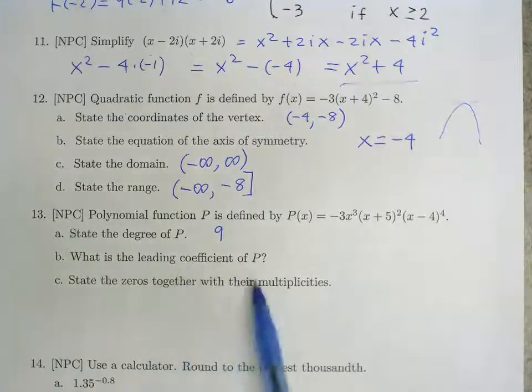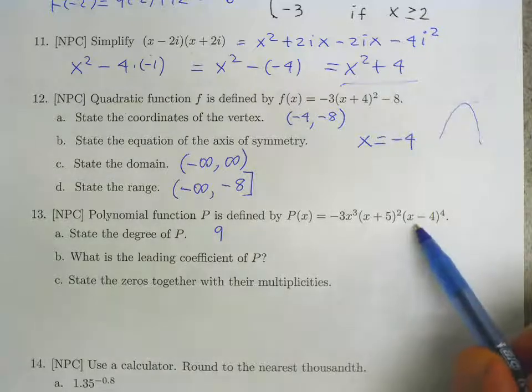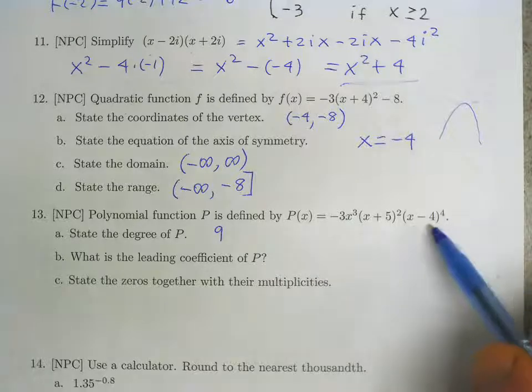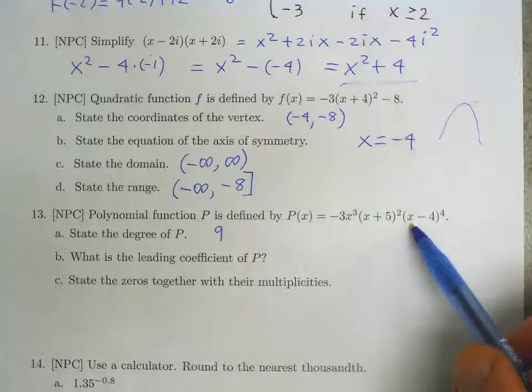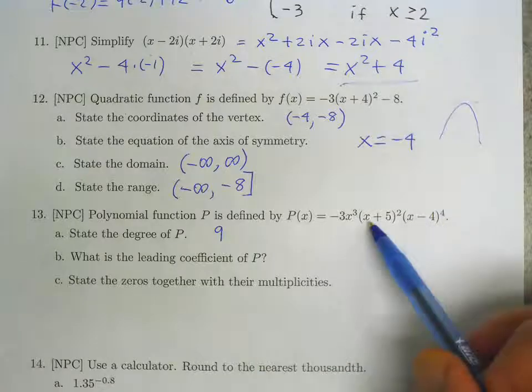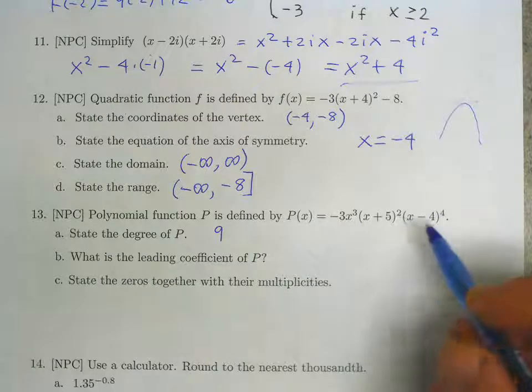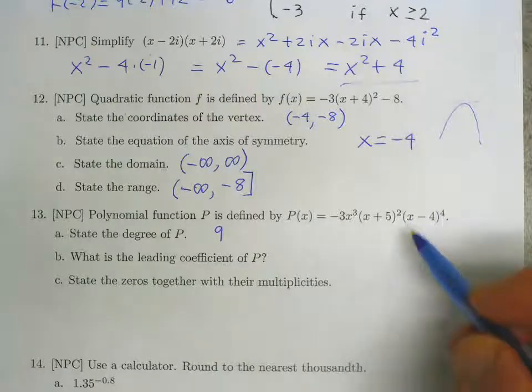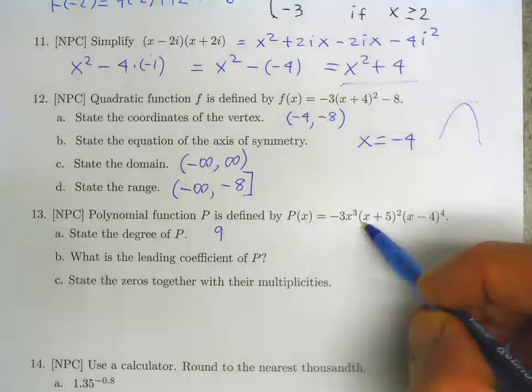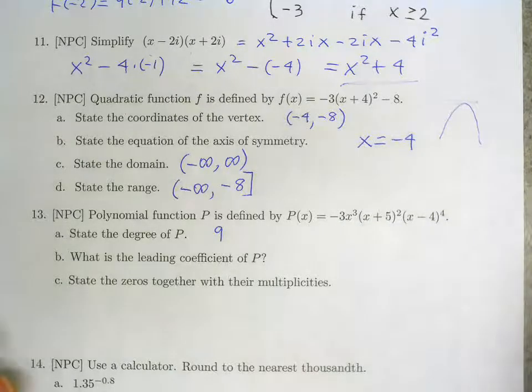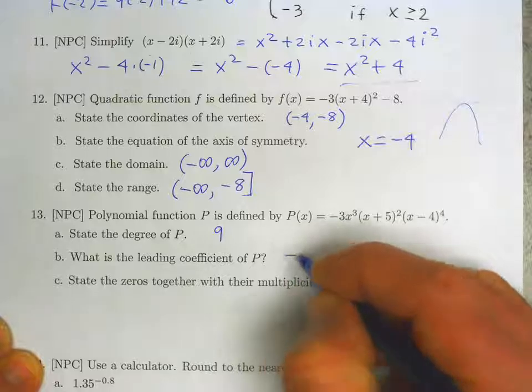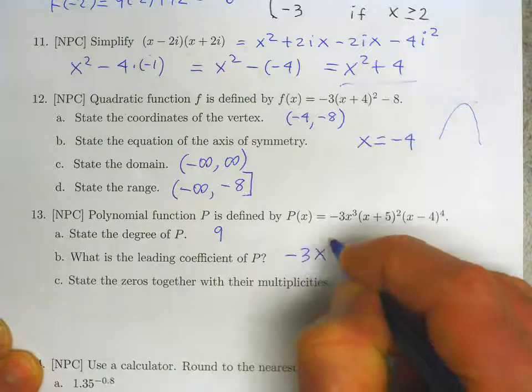What is the leading coefficient? Let's start over here on the right. If you were to multiply x minus 4 raised to the fourth, multiply that out, that would give you x to the fourth. Then x plus 5 squared, multiply that out, you would get x to the second. And so if we multiply x to the fourth times x to the second times -3x to the third, the leading term is -3x to the ninth.